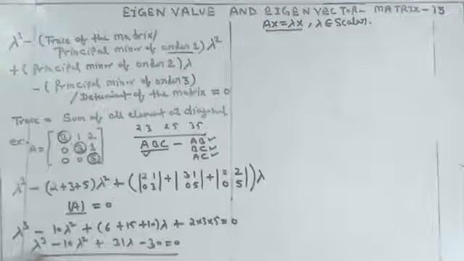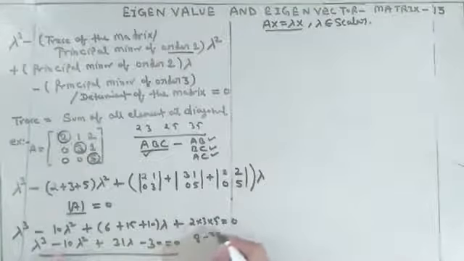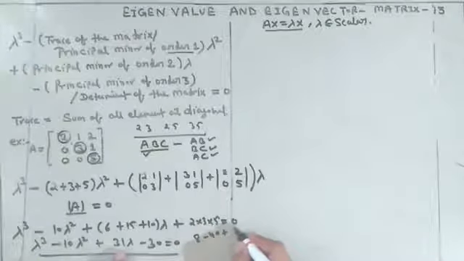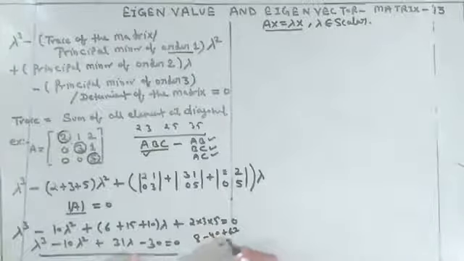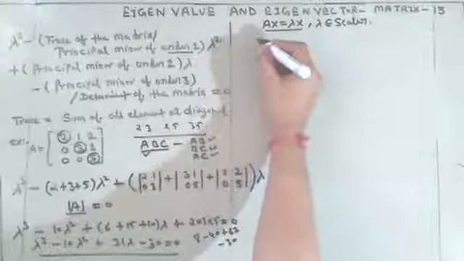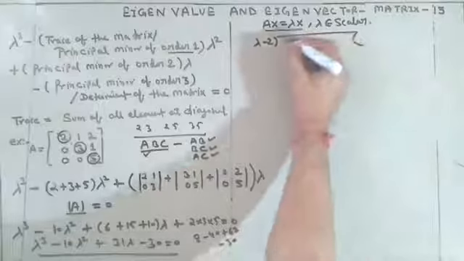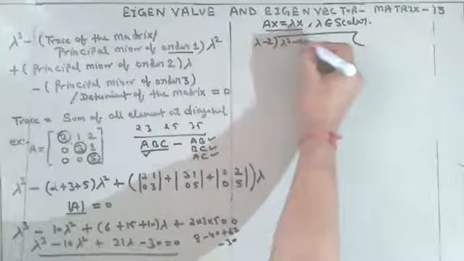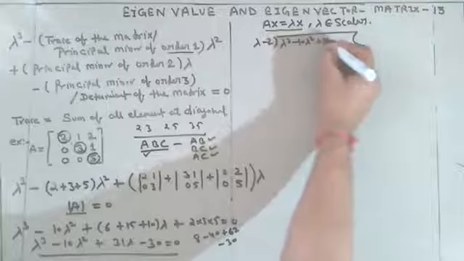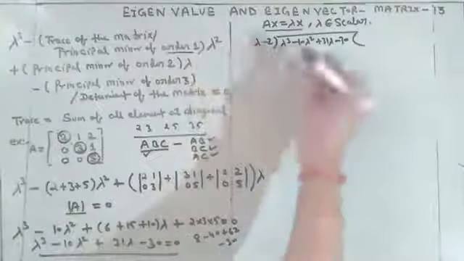If you take 2 cubed, that is 8, minus 10 times 2 squared, that is 40, plus 31 times 2, that is 62, and minus 30. Now calculate it. It comes to 0. Okay, it is satisfying. It means that if we divide lambda cube minus 10 lambda square plus 31 lambda minus 30 by lambda minus 2, then you will get the other solutions.